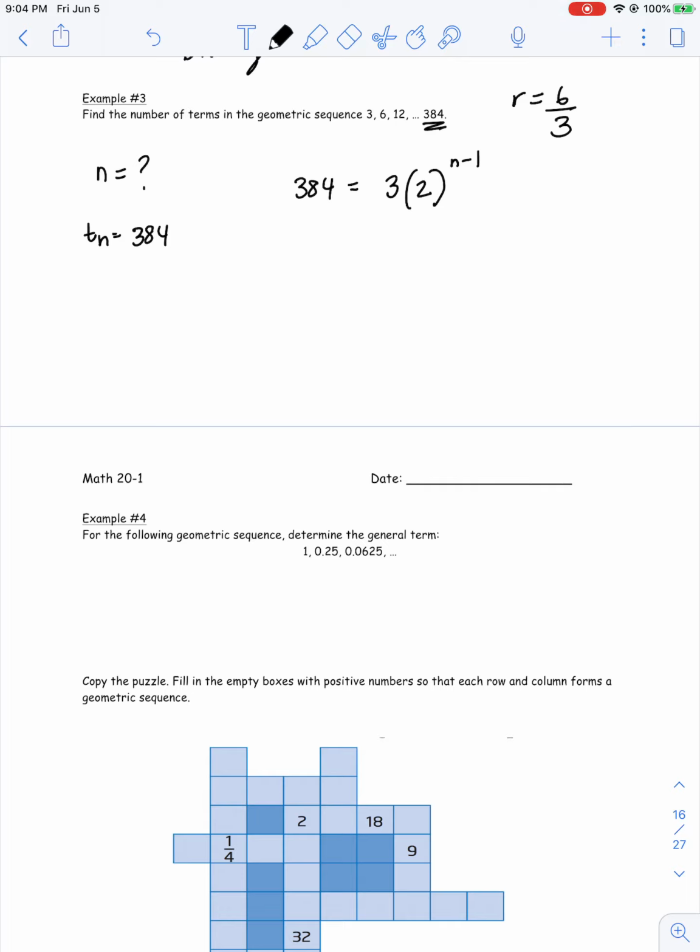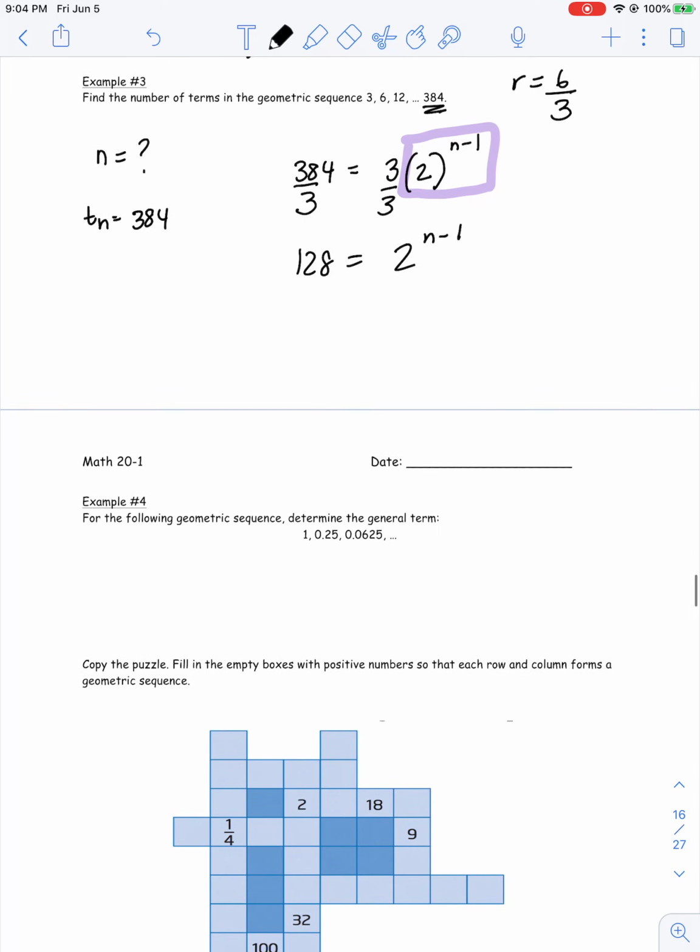So what we're going to do is we're always going to start by keeping these guys together. These two can't be touched. The reason is they are glued together. So we're going to divide both sides by 3 to start off. That gives us 128, which is equal to 2 to the power of n minus 1.